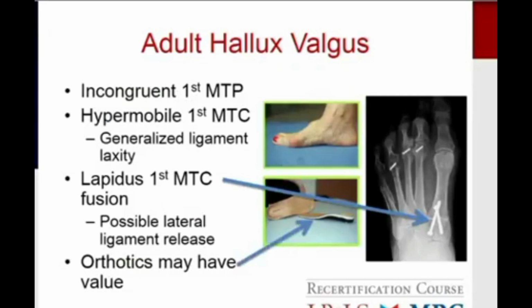Interestingly, in this patient population, orthotics have value. Orthotics don't help many patients with bunions, but those that have a hypermobile joint, that medial column posting in an orthotic takes the tension off of that unstable joint, derotates that bunion, and subsequently fixes the problem.